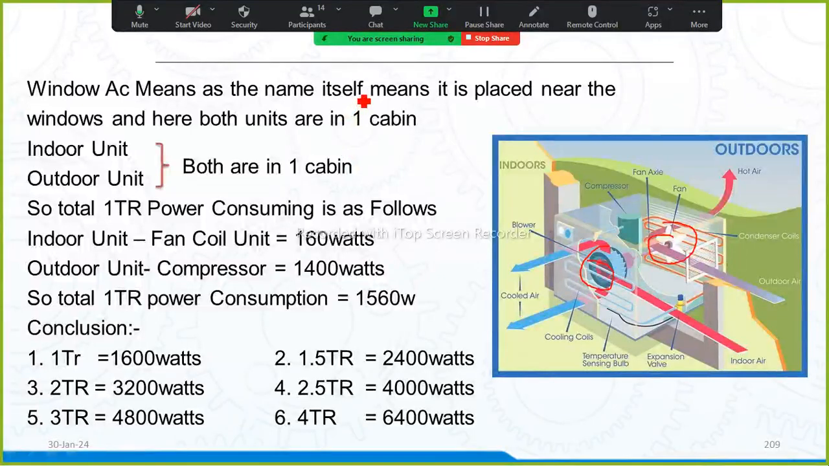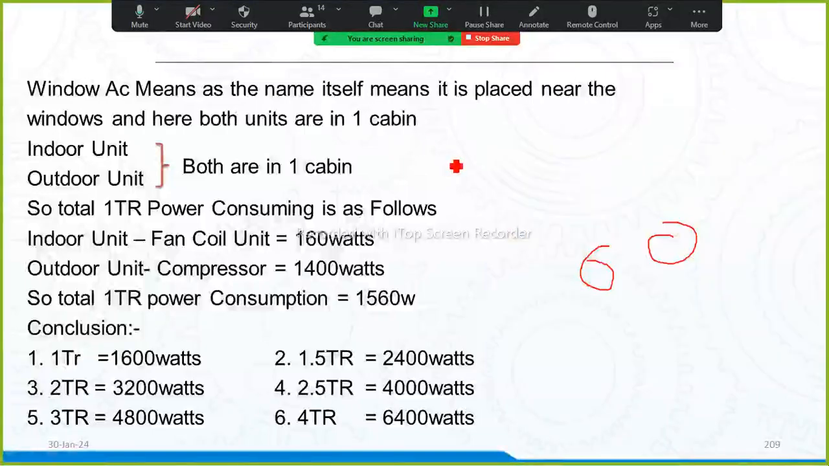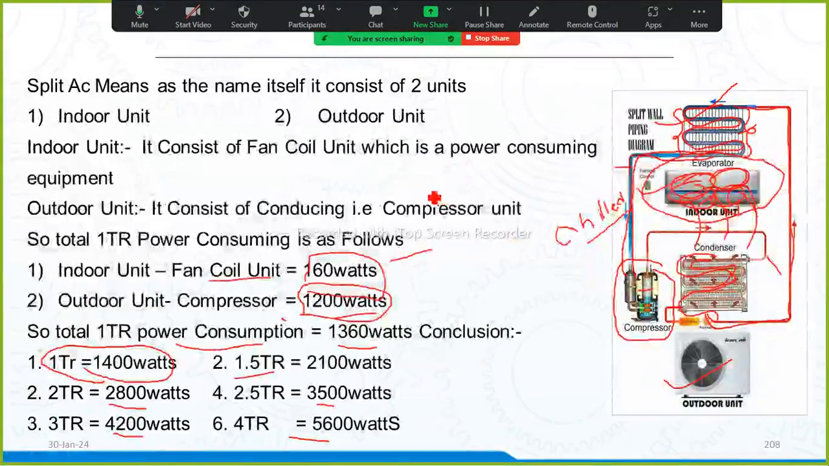We do the window cutting, and near the window we place an AC. So generally this is avoided. Why? Mostly people go with the split AC first. But there are a few places where we don't have any provision for placing an outdoor unit.